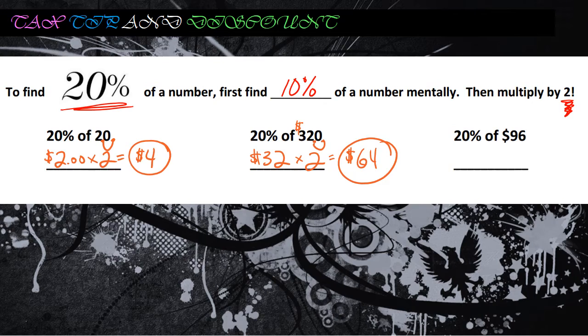Now let's get our 20% discount of $96. We put our decimal at the end, move it one place value to the left. So our 10% discount is $9.60. But when we multiply this by 2, it gives us a total discount of $19.20.